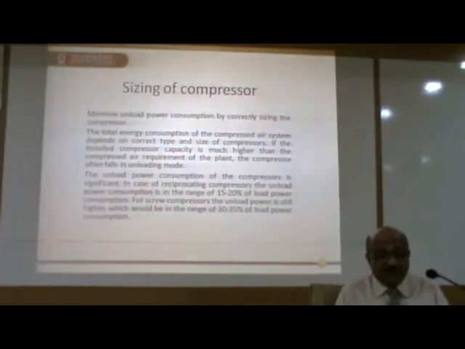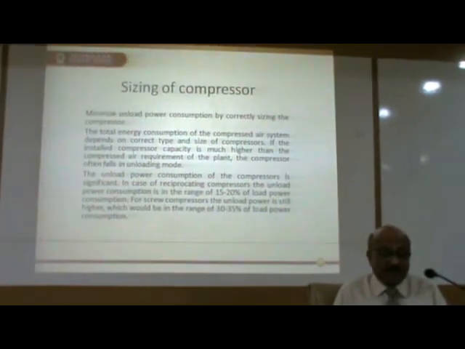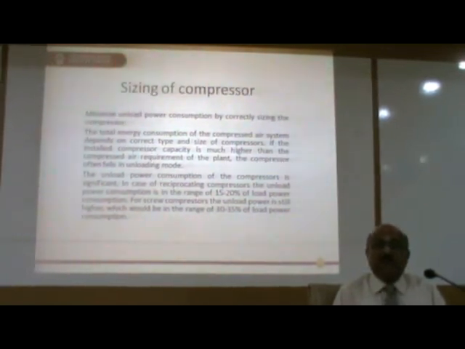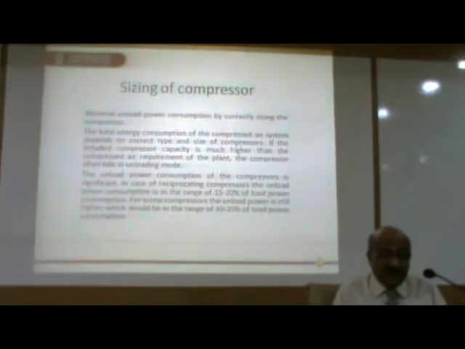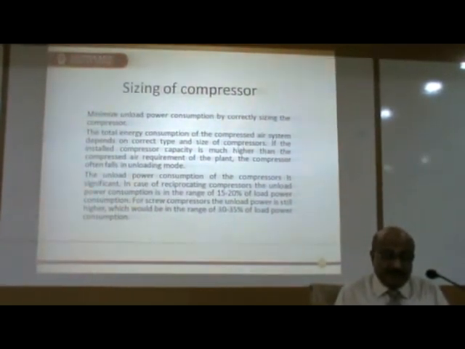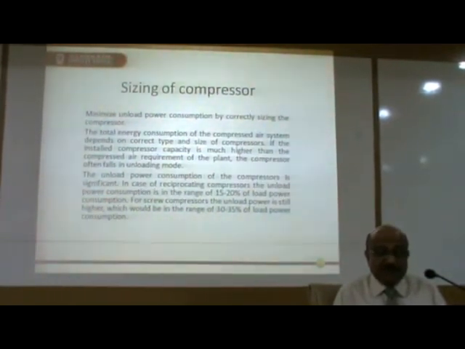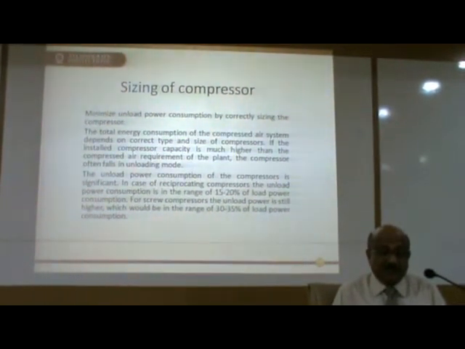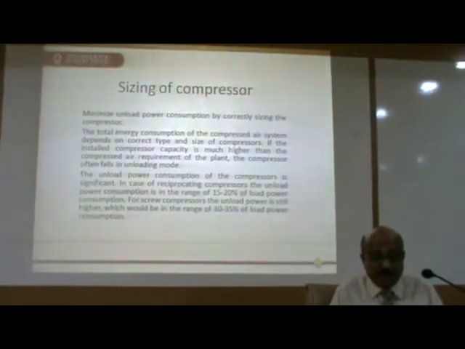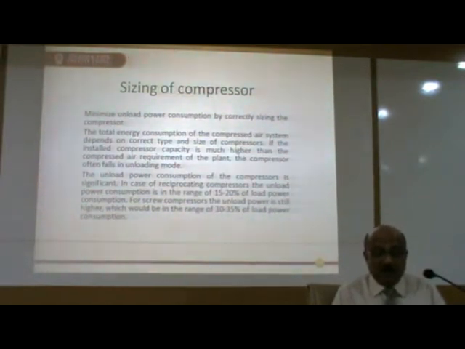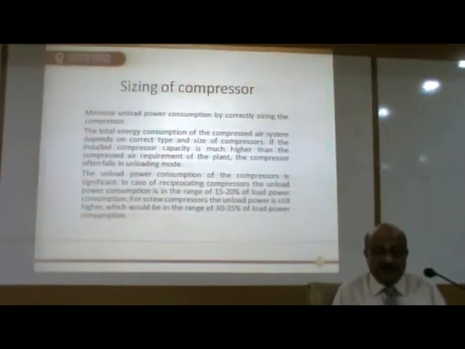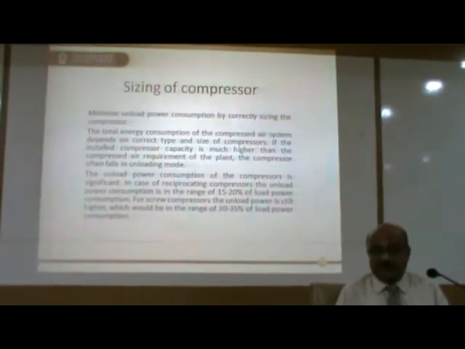If the installed compressor capacity is much higher than the compressed air requirement of the plant, the compressor often falls into unloading mode. The unload power consumption of the compressor is significant. In the case of reciprocating compressors, the unload power consumption is in the range of 15 to 20% of load power consumption, and for screw compressors, the unload power is still higher, in the range of 30 to 35% of load power consumption.